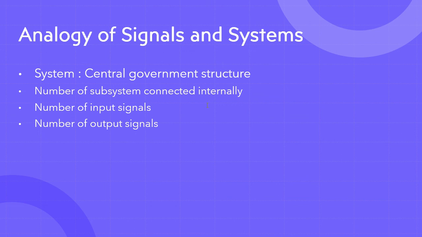Now coming to the analogy of signal and system, I want you to imagine the central government as one system. Central government is one major system. It is a big system, right? Of course, it is a big system, and it consists of a lot of subsystems, small systems which will be part of this whole central government.